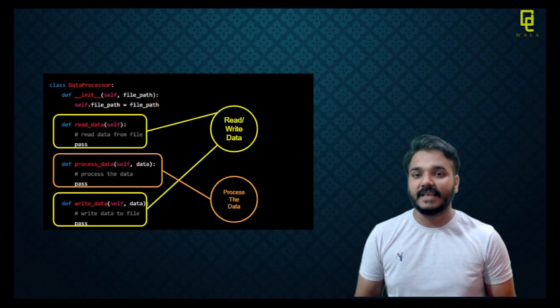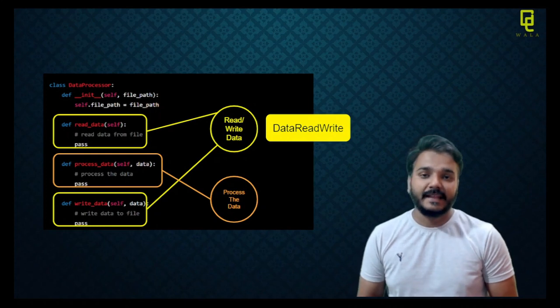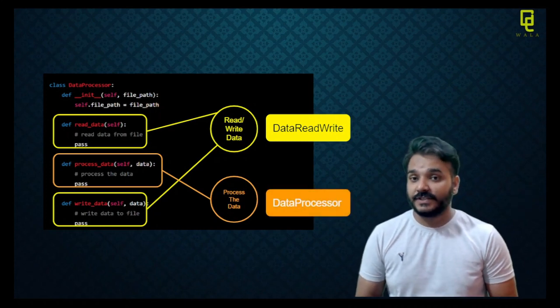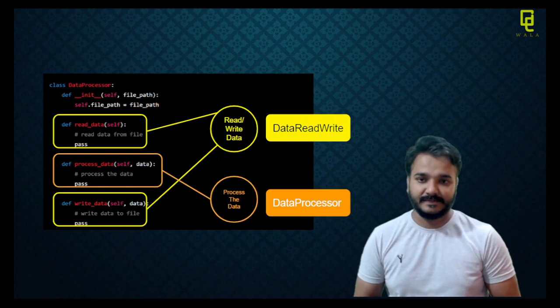In this particular example, we can define two responsibilities. First, DataReadWrite, that handles reading the data and writing the data. Another one is a DataProcessor, which can process the data in any way.